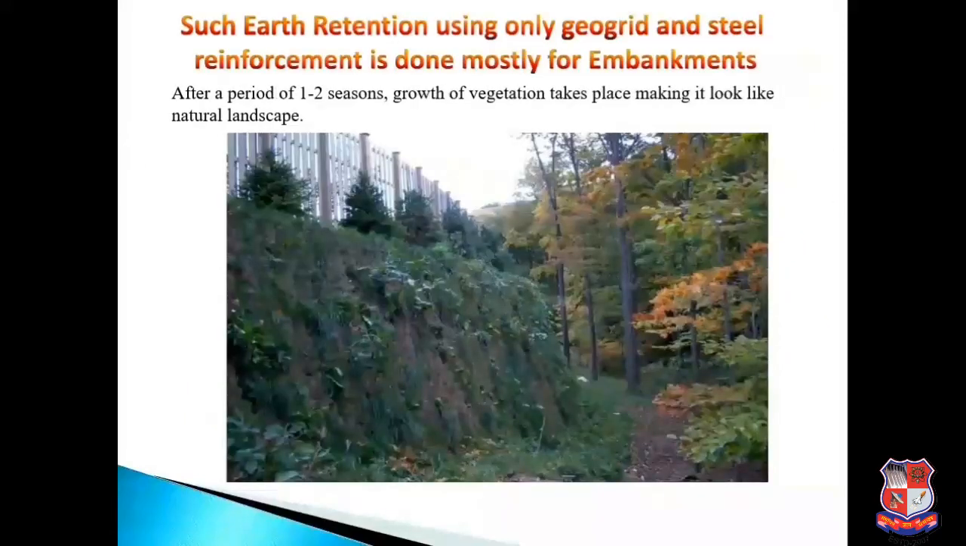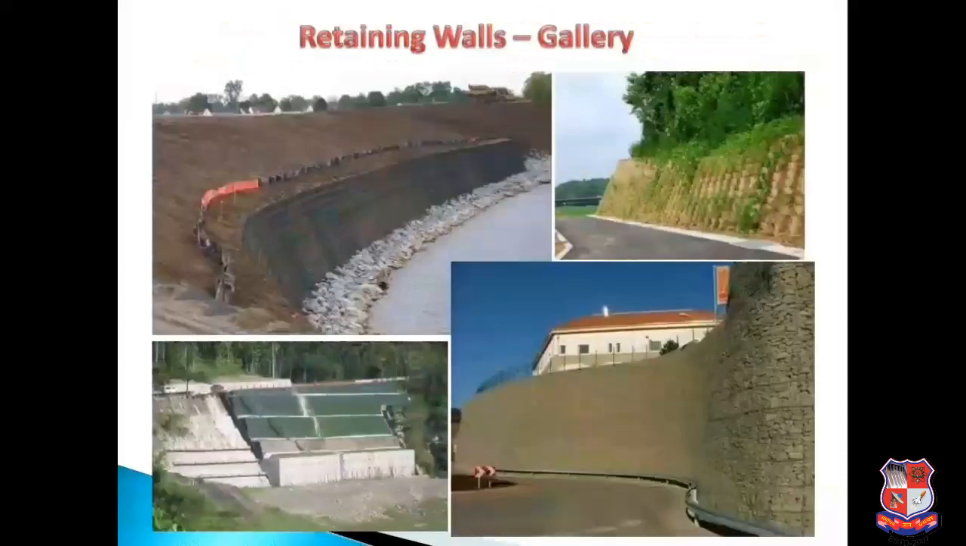Such earth retention using only geogrid and slope reinforcement is done mostly for embankments. After a period of 1 to 2 seasons, growth of vegetation takes place, making it look like a natural landscape. So you can see that no geogrid is visible and it looks like a natural landscape. Also we can see this, it is used for the retaining wall also.